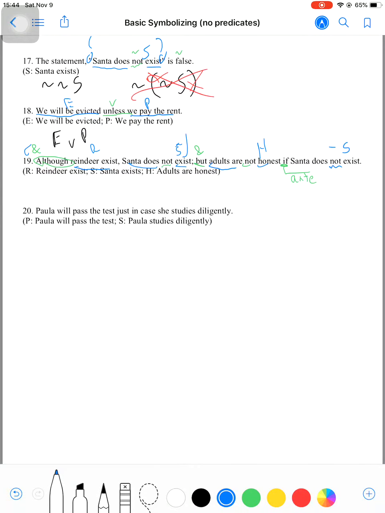Let's do although reindeer exist, Santa does not exist. So this has a positive affirmative, reindeer existing. And it also claims that there is no Santa. And then we have an and. And adults are not honest. So it's not the case that adults are honest if Santa does not exist. So we're going to need to go ahead and switch some sides here, because that means that if Santa does not exist, not S, then adults are not honest.